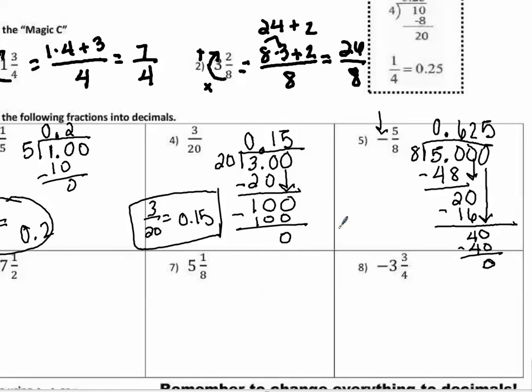For your final answer, -5/8 is equal to -0.625, or -625 thousandths.